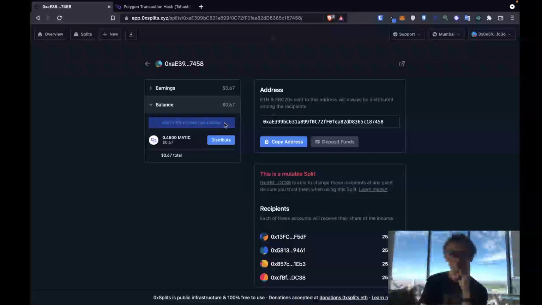You might ask yourself, why would this step even be there? Why don't we just distribute the funds as soon as money enters? The answer is it costs gas to do that distribution. And so rather than having it be automatic, what if it's not a lot? Like, this is only 67 cents. Do we really want to pay gas just to distribute 67 cents?